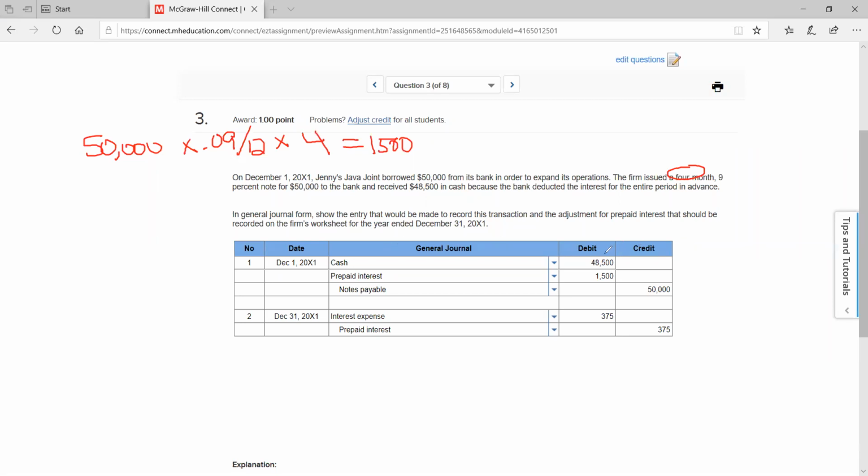So we get $48,500. We prepaid it, so that's going to be called prepaid interest. And then notice the balance. We still got to pay off the principal. That balance still goes to notes payable of $50,000. So then 1 month, at the end of the month, we then take that $1,500, all right, and simply divide by 4 because it's over 4 months, and that's where they're going to come up with that $375. So that would be your interest expense, debit for $375, then credit your prepaid interest for $375. That's how that one works. All right, that's number 3.